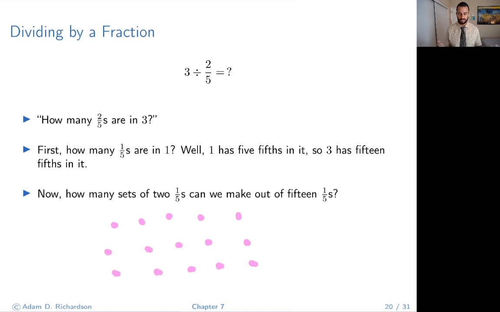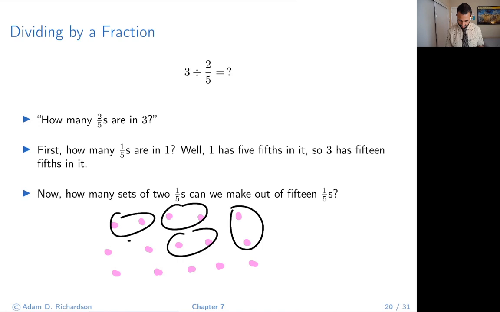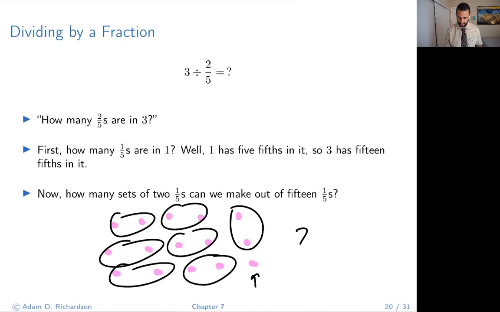Let's just count. 1, 2, 3, 4, 5, 6, 7. We can do 7, and then what is this right here? You might be tempted to say that it's 7 and 1/15, but I would say 1/15 of what? Seven of what? Got to keep in mind what the referent unit is here. Think about that. That single dot is a fifth, but that represents half of 2/5.